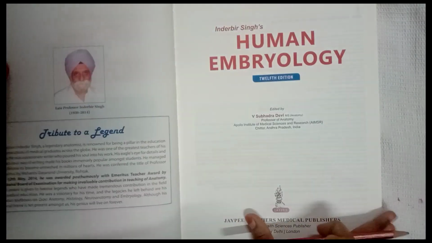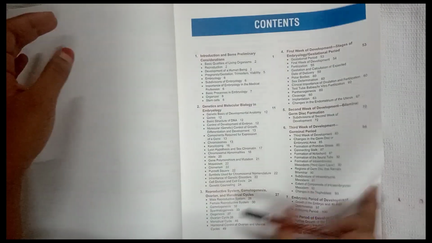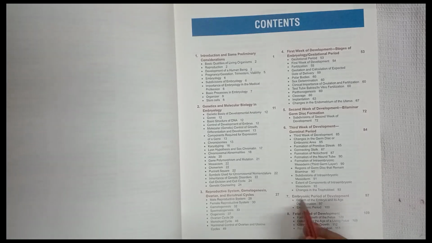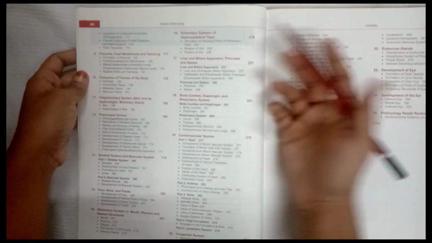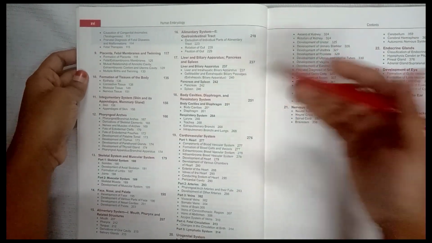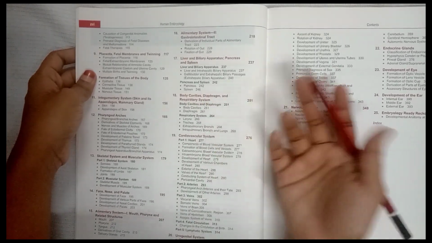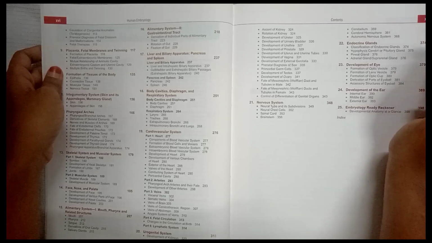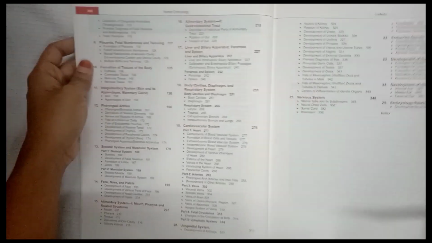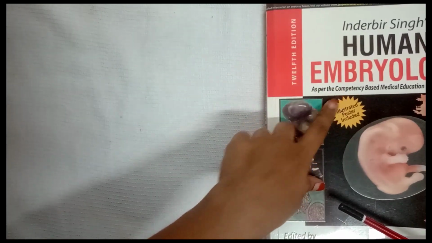Human embryology contains the first week, second week and third week development of the baby, and the embryonic period of development. It also contains placenta development and yolk sac development, and gives system by system development: body cavity, respiratory system, cardiovascular system, urogenital system, nervous system, and also development of the eye and ear. Every system of development is given in Inderbir Singh's Human Embryology book.